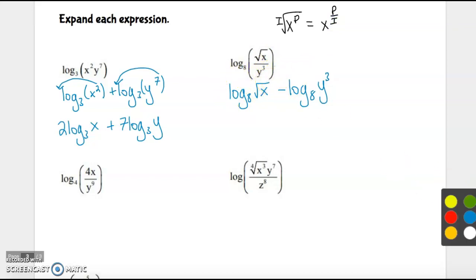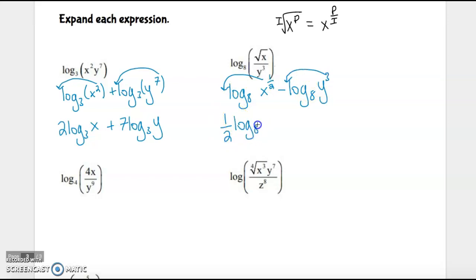So I can rewrite that with a fractional exponent, and that's good because I want to be able to bring down exponents. So I can rewrite that as x to the 1/2 power, and now I can go ahead and bring down those exponents as constant multiples. So this will be 1/2 log base 8 of x minus 3 log base 8 of y. So now I just have a regular x and a regular y, so I know I'm all done.